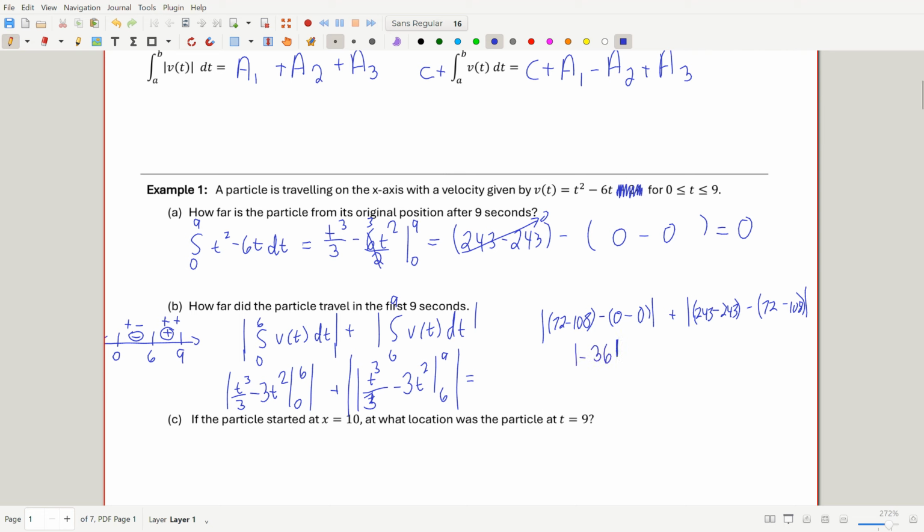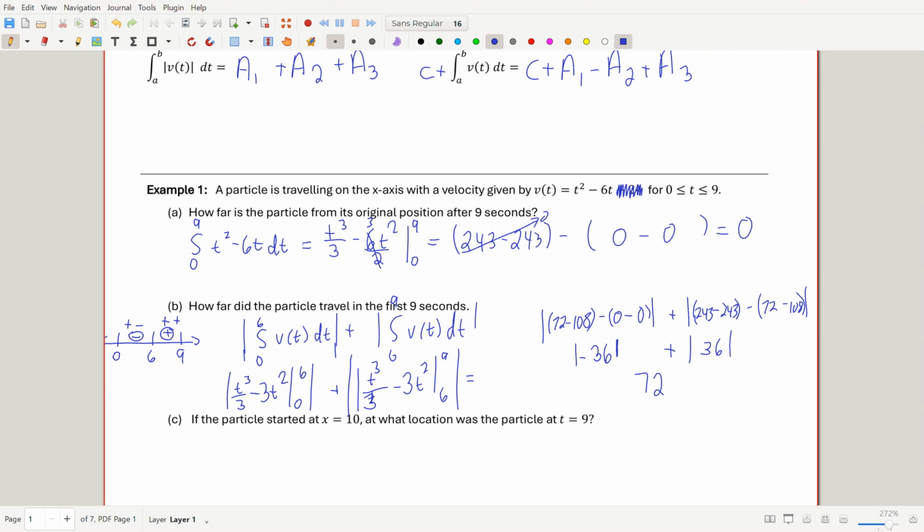And on the right, we have the absolute value of negative 36, so the absolute value of 36. So it does turn out that we went 72 units.